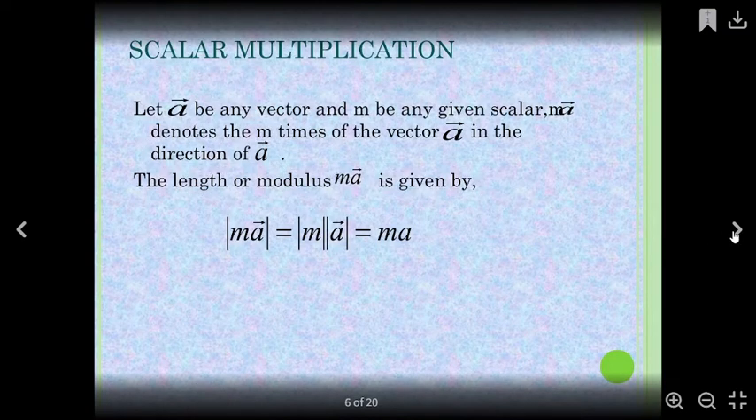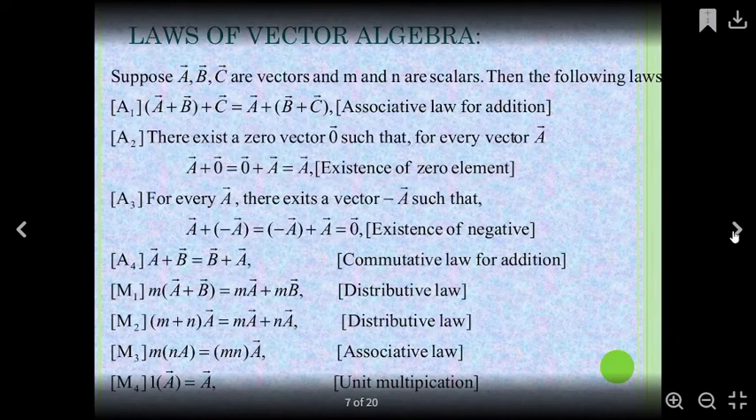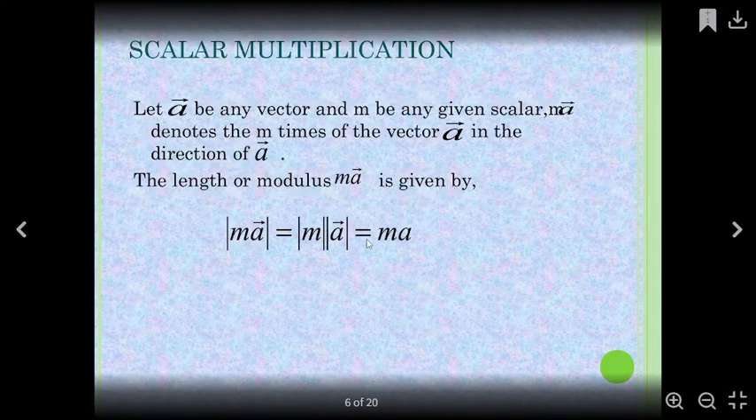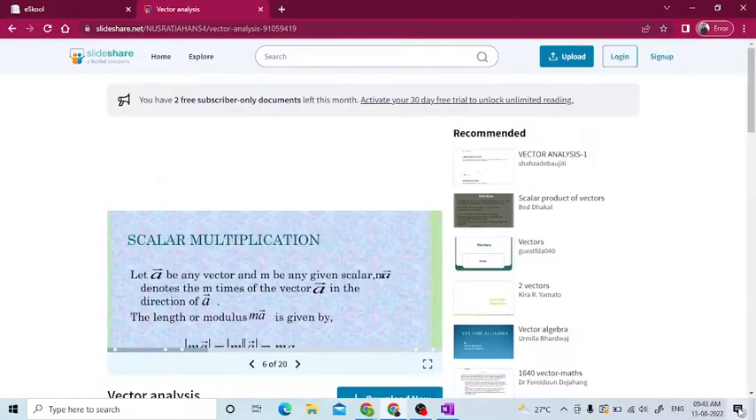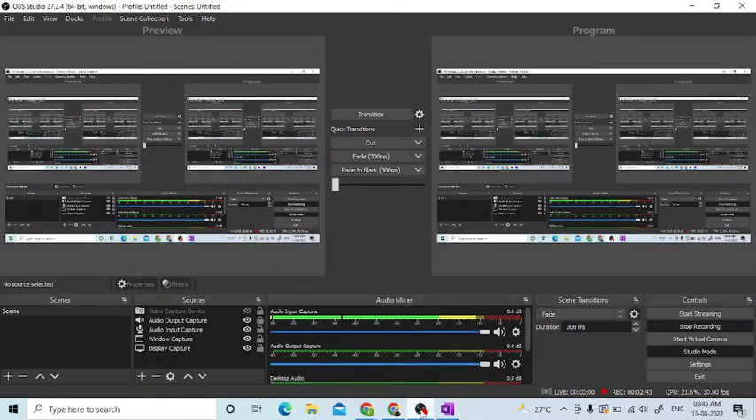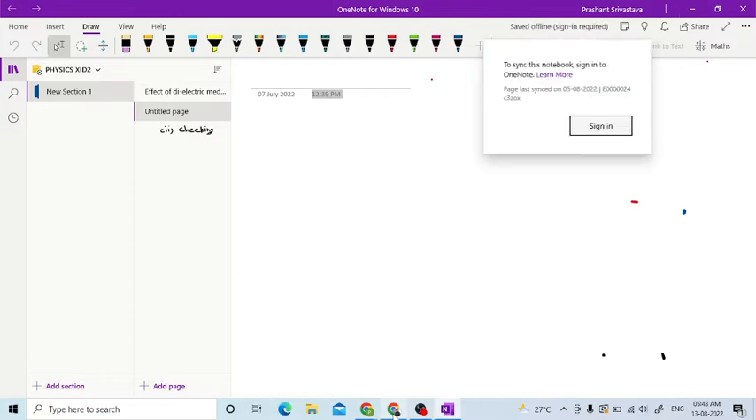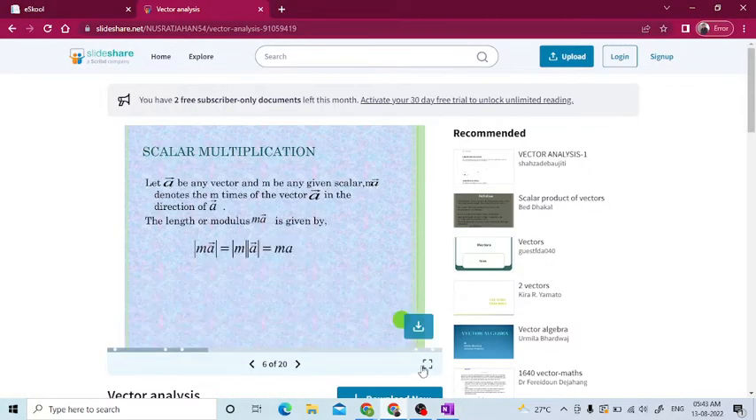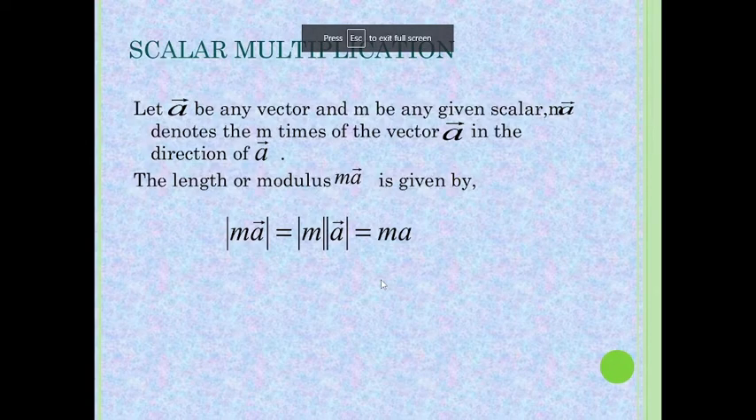Now scalar multiplication. Let A be any vector and m be any given scalar. Then m into A is denoted by mA. The length or modulus of mA is given by mod of mA is equal to mod of m into mod of A. This is the scalar multiplication.